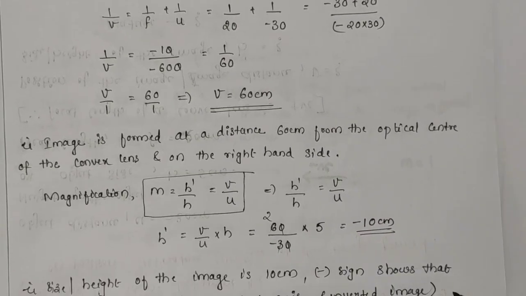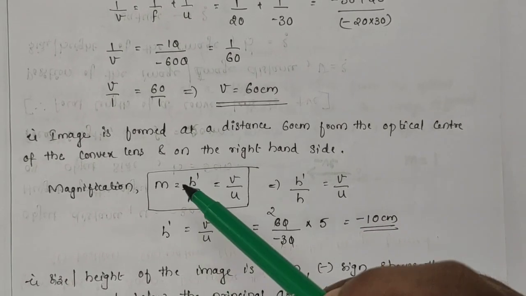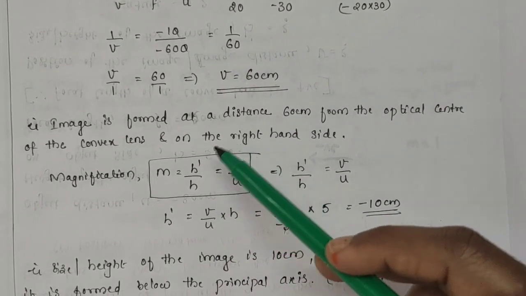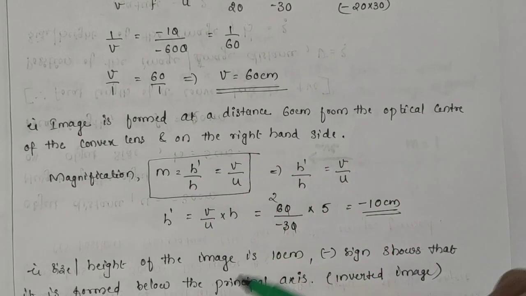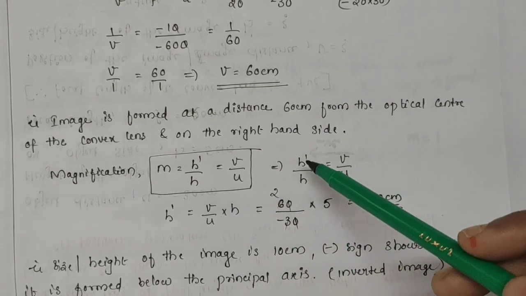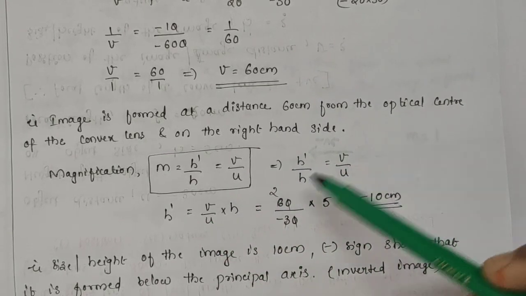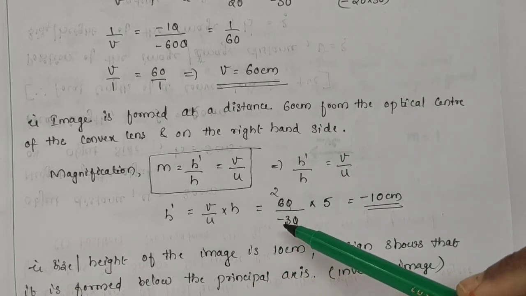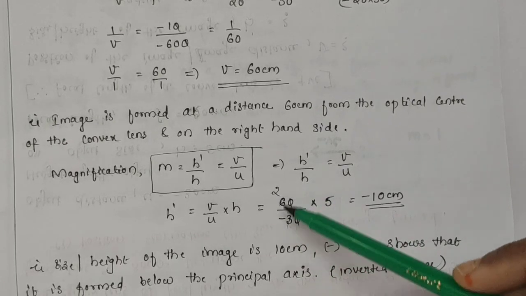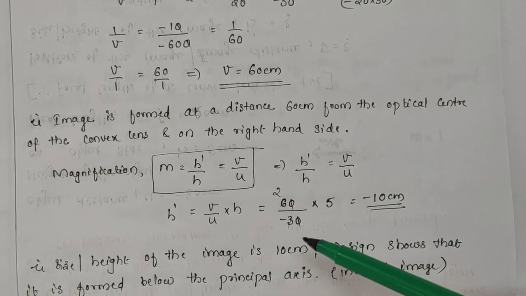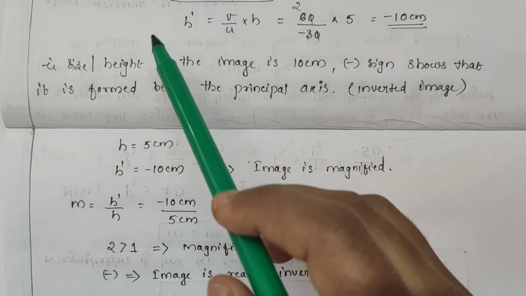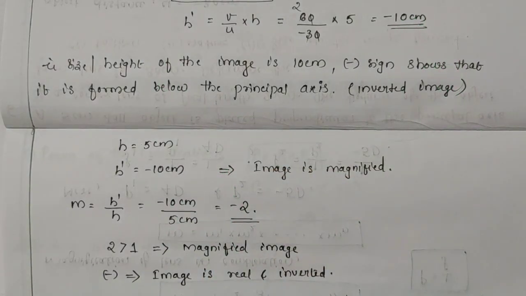Now, by using the formula of magnification, m is equal to h dash by h, which is equal to v by u for a lens. I am taking h dash by h is equal to v by u. We want to know the height of the image, that is h dash. So we can write h dash is equal to v by u into h. V is 60, u is minus 30, h is 5. The 0s cancel, 3 into 2 is 6, so minus 10 centimeter. So we got h dash, the size of the image, as minus 10 centimeter.